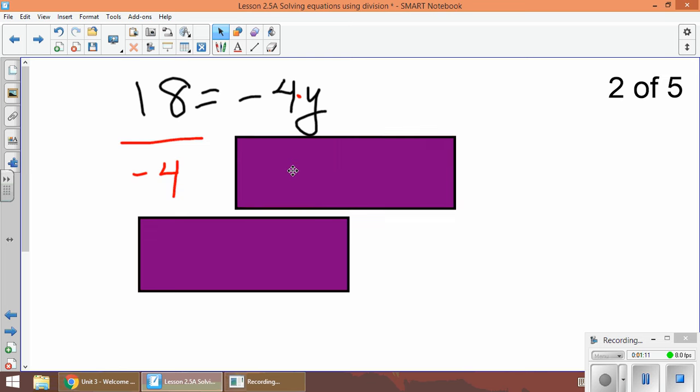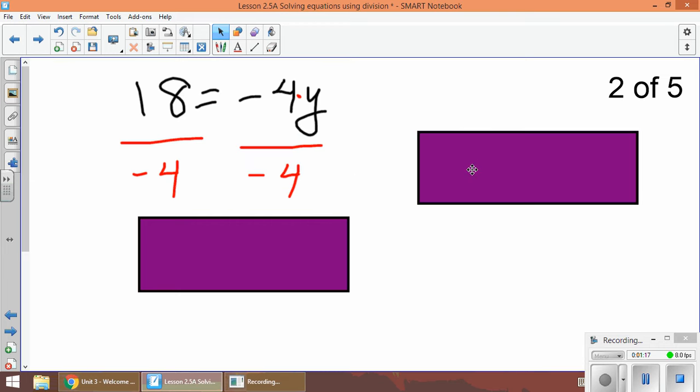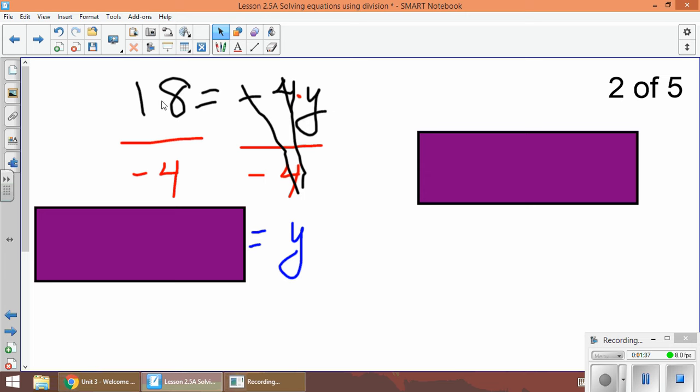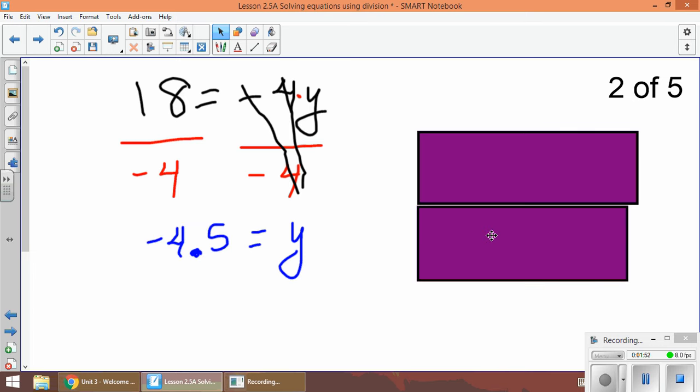So step 1 is to divide the left side of the equal sign by negative 4 and to divide the right side by negative 4. So if we look at the right side, which is a little easier, negative 4 divided by negative 4, they cancel each other out, and I am left with just y. So I have successfully isolated y on the right side. Now let's take a look at the left side. Here's where your calculator comes in. We're going to take 18, hit the divide button, not the fraction button. So 18 divided by negative 4, and you should get an answer of negative 4.5.